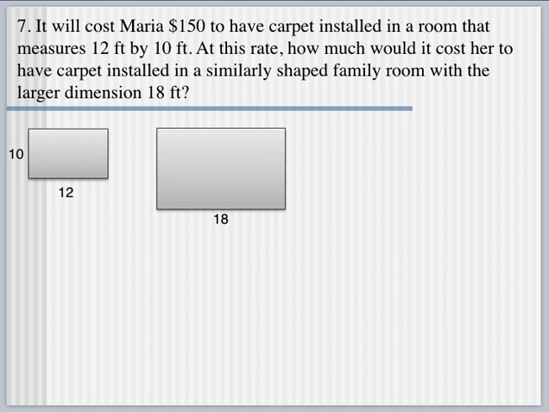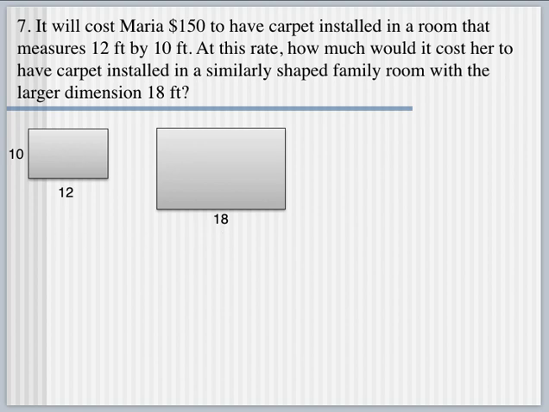Now it's hard to tell, but question 7 is really the exact same type of question as number 6. First, I would draw the picture they describe. So it will cost Maria $150 to have carpet installed in her room that measures 12 feet by 10 feet. So draw your 12 feet by 10 feet room. At this rate, how much would it cost her to have carpet installed in a similarly shaped family room with a larger dimension 18? So if the larger of the two sides is 18, it would line up with the 12, the larger of the two sides in the other shape. So I'd put the 18 here.